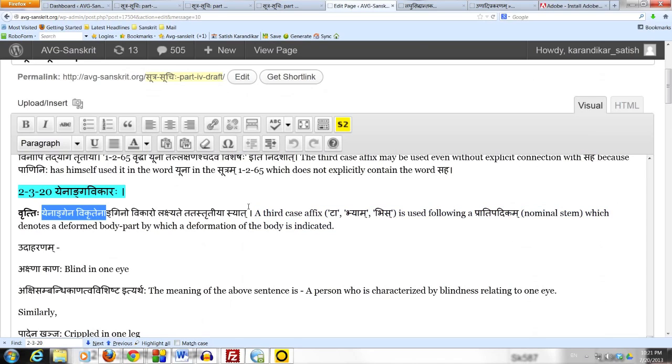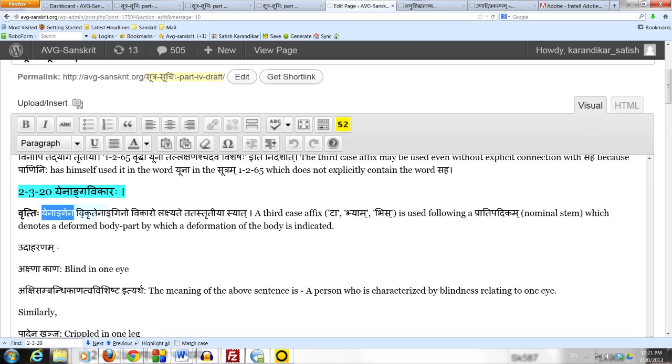Of course, if the body part is not deformed, it cannot indicate a deformation of the body. It is obvious that for a body part to indicate a deformation of the body, the part has to be deformed. So that is why the vritti says angena vikrutena.